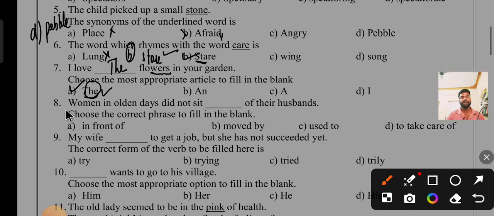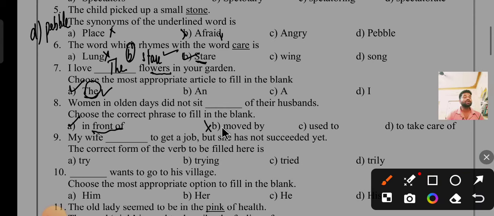Okay, next, eighth question: women in olden days did not sit dash of their husbands. Here, what is the correct phrase to be filled in the blank? They did not sit in front of their husbands.